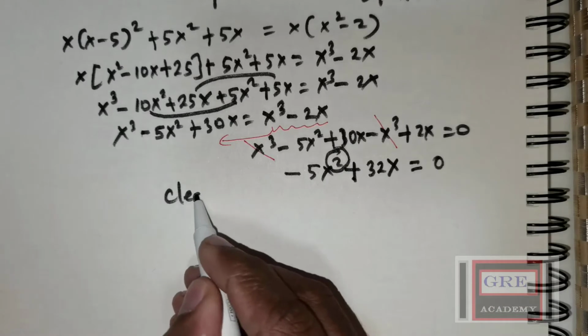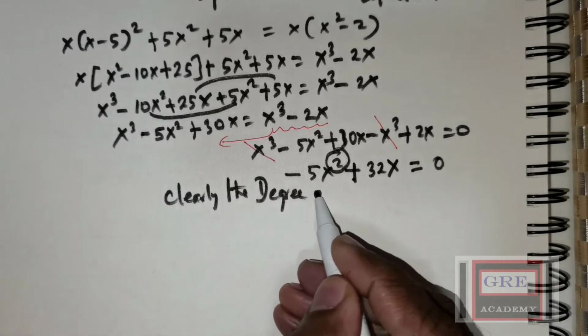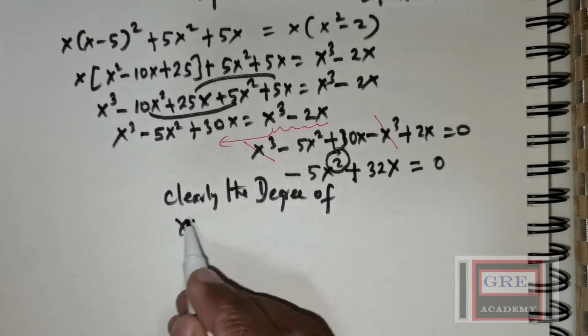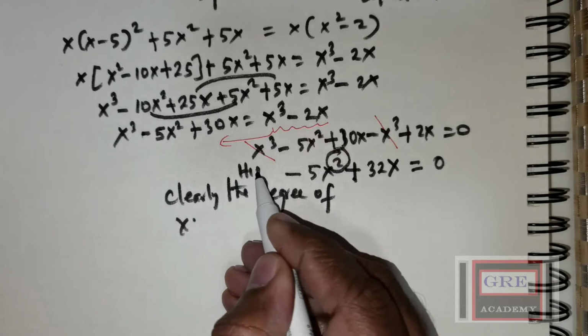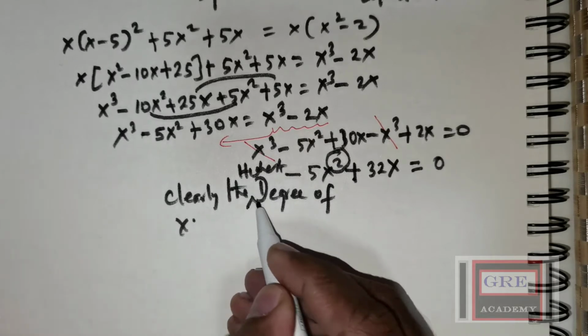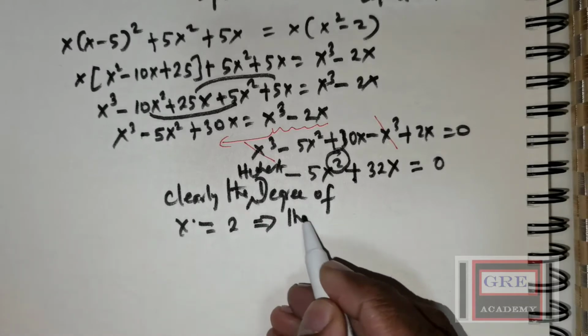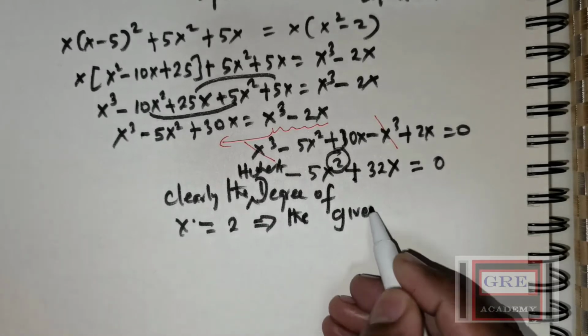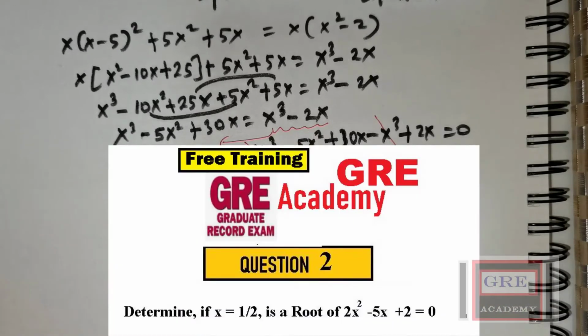Now, clearly, the degree of x, in fact, the highest degree, you can write it down to be more specific. The highest degree of x equals 2. This implies the given equation is a quadratic equation. So this completes the solution for this question.